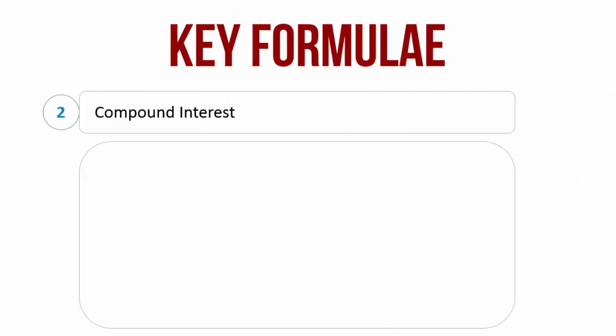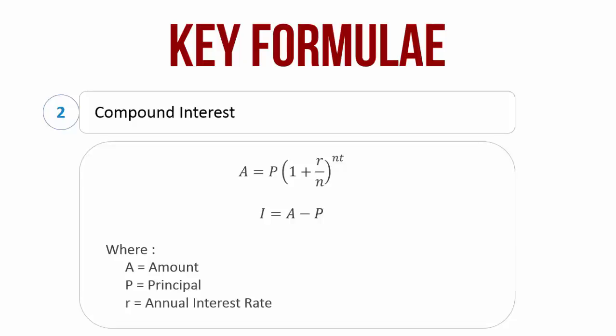The second formula is that for compound interest. In compound interest, amount is given by P into (1 plus R by N) raised to the power NT. Interest is the difference between amount and principal. In this case, A is amount, P is principal, R is your annual interest rate. If you open any fixed deposit or account in your bank, the rate of interest that the bank specifies is always on an annualized basis.